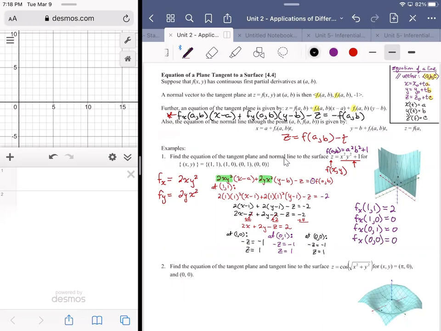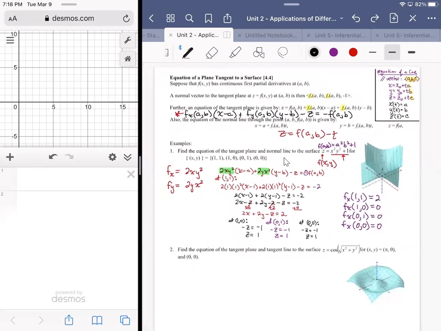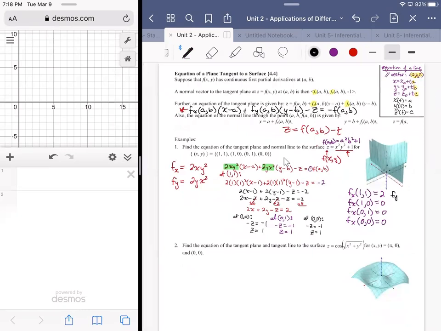All right, same idea for y. So we're looking at this model really. So f sub y at 1, 1 is 2, and then 0 is the rest of the way. There's nothing different. All right, so we have basically the ingredients necessary to come up with our normal vectors.